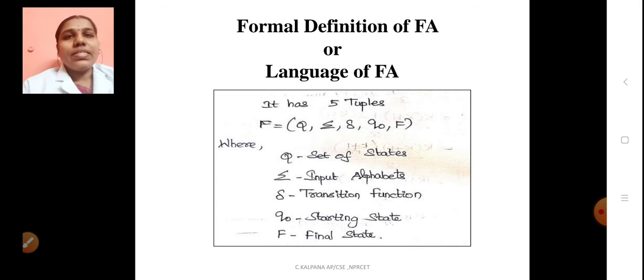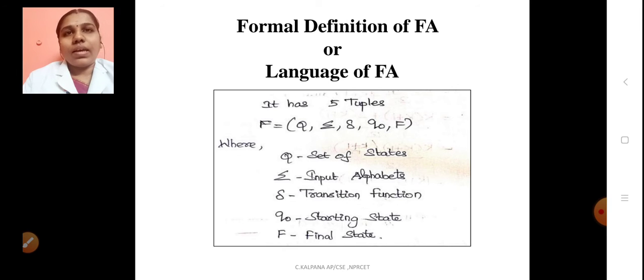Where Q is the set of states, that is a finite set of states. It may be anything, Q1, Q2, Q3 or A, B, C, like that. It depends upon the problem. We have to mention the number of states in Q. And summation means input alphabets. I already told that alphabets represent numbers or special characters or any characters, letters, uppercase letters, lowercase letters, like that. And del represents transition function.